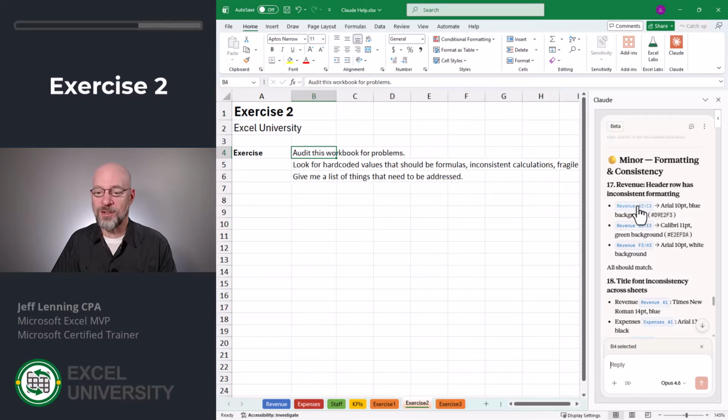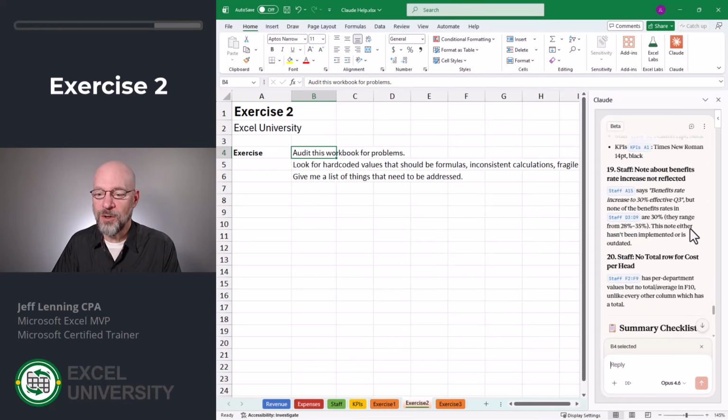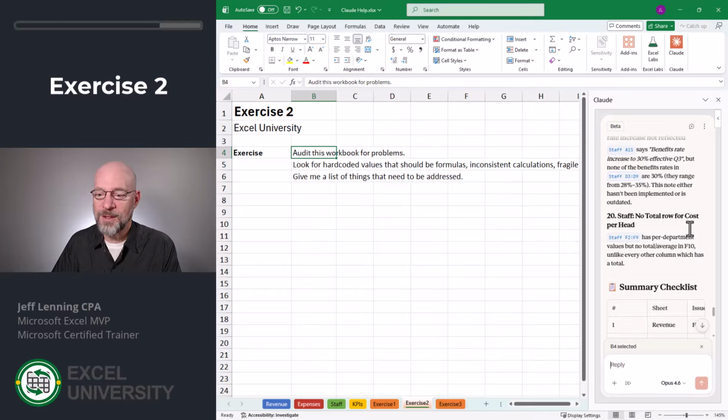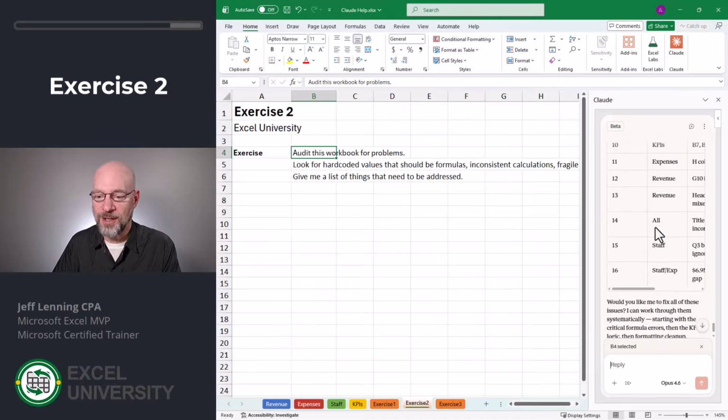Formatting and consistency issues. Revenue header has inconsistent formatting. Title font is inconsistent across the sheets. Staff, note about benefits rate increase not reflected. Staff, no total row for cost per head. And then it gives me this summary checklist.